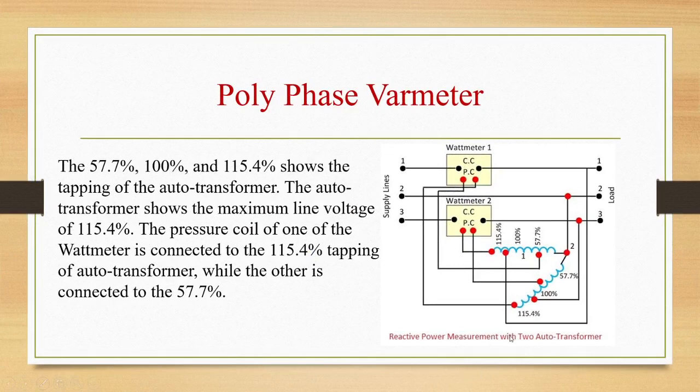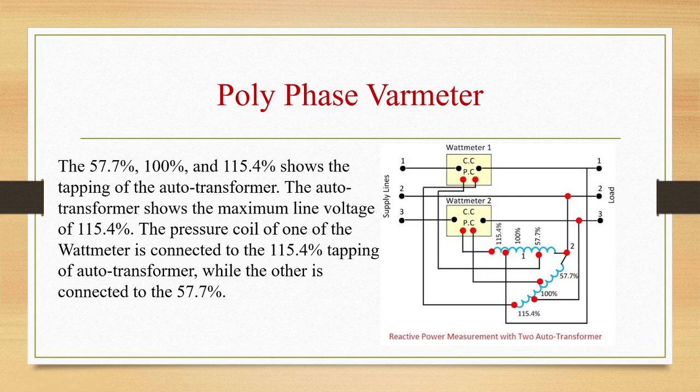So this is a polyphase VAR meter, reactive power measurement with two auto transformers we are doing here. So this is wattmeter 1 and wattmeter 2, consisting of current coil and potential coil. CC is current coil, PC is potential coil or pressure coil. And these are the various tappings, 57.7%, 100% and 115.4%. And these are the supply lines and this is the load. So 57.7%, 100% and 115.4% shows the tapping of the auto transformer.